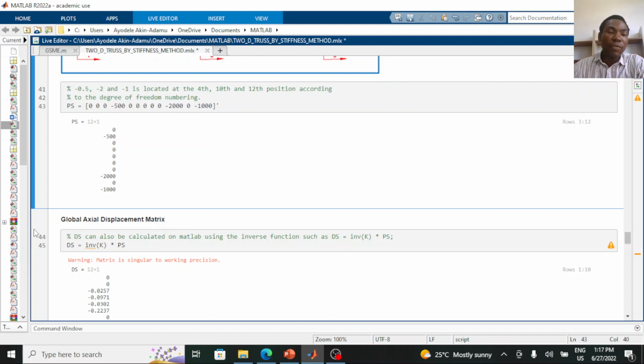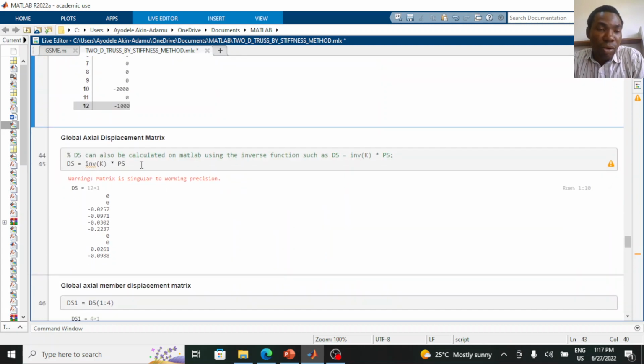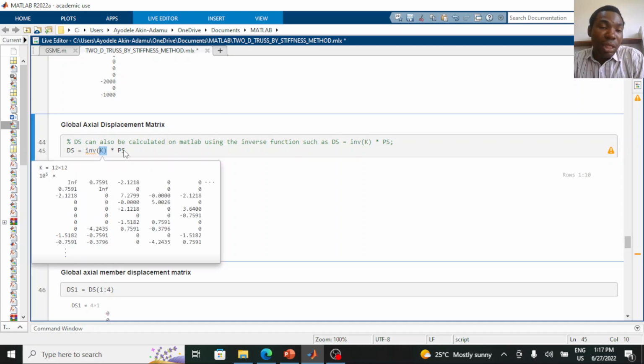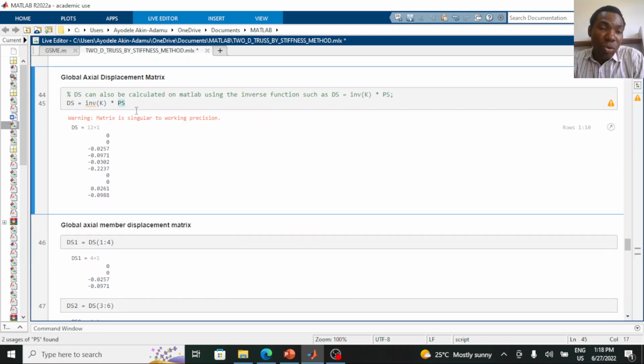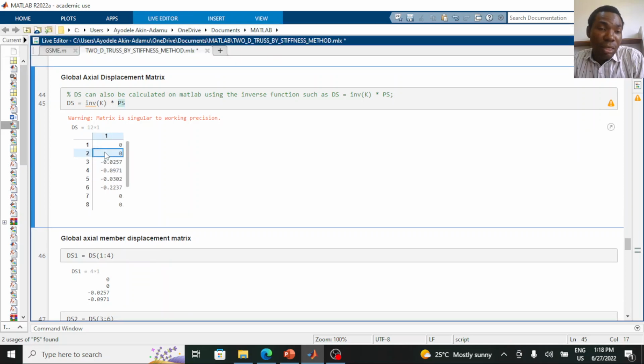So once we have defined this vector, the next thing we need to do is compute our displacement vector. And it's simple, you just multiply the inverse of the modified global stiffness matrix times the force vector. So once you run your MATLAB code, once you click on run here, this matrix is calculated.